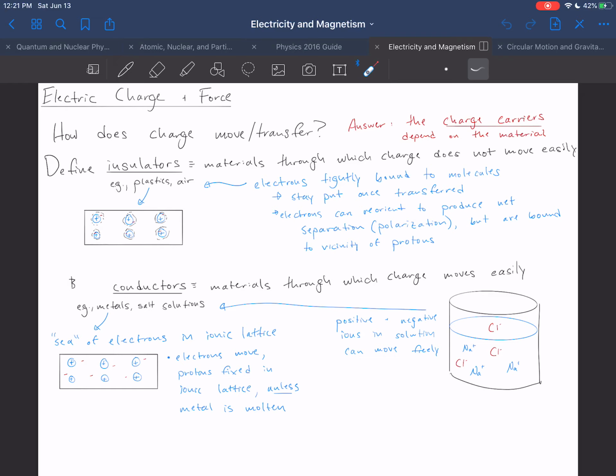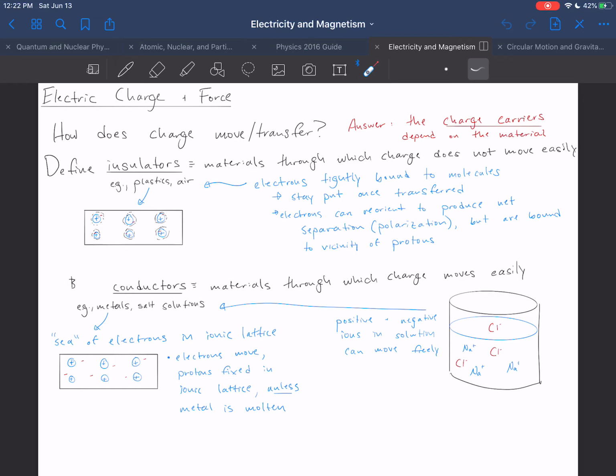It is important to note, though, that electrons inside those molecules can reorient to produce a net separation or polarization, as discussed in the last video. But they're bound to the vicinity of those protons. They have to stay nearby because of the forces between them and the protons.